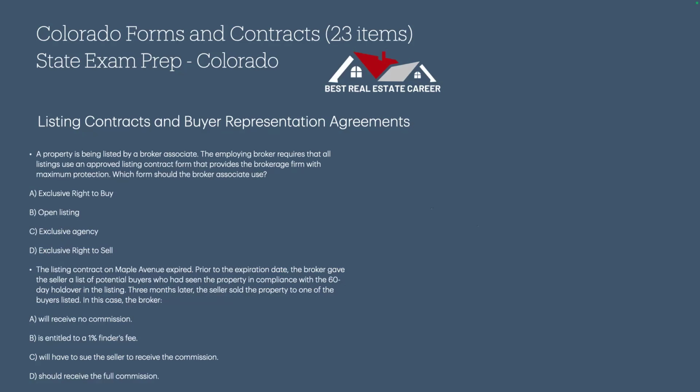So here are two questions around the listing contract and buyer representation agreements. It says, a property is being listed by a broker associate. The employing broker requires that all listings use an approved listing contract form that provides the brokerage firm with the maximum protection. Which form should the broker associate use? And guys, this is a very real question. I can almost guarantee you that every one of you is going to get this question. It might not be word for word, but it is this question.